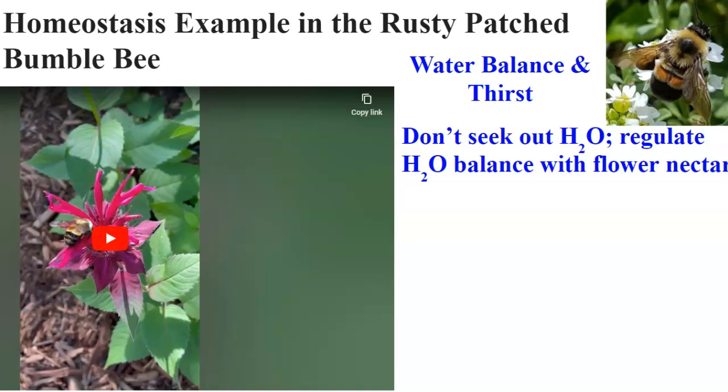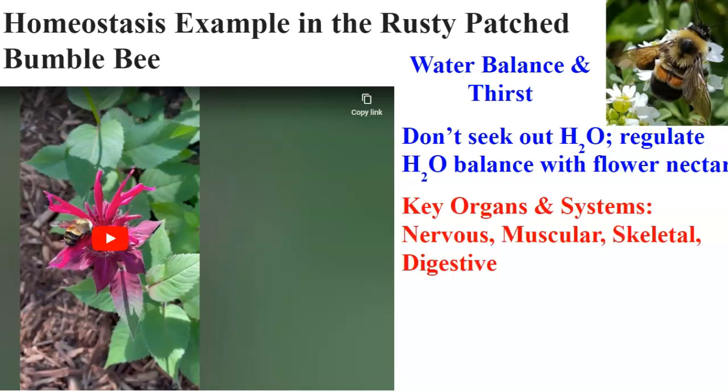And so they're going to be using their antenna to seek out flower nectar, the smell, and then go find it. The key organs involved and systems, well, they're going to use their nervous system to detect, the muscular system to respond to get them there, the skeletal muscles, or the skeletal system interacts with the skeletal muscles to get the bee to fly and to land and then to use its mouth parts and then begin digesting that nectar and then taking out the water.